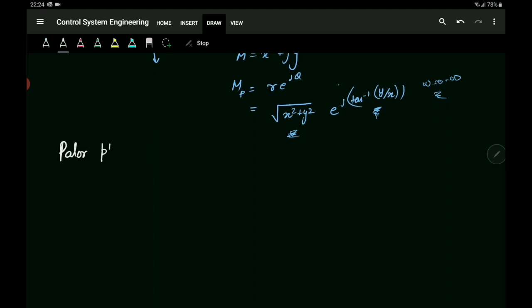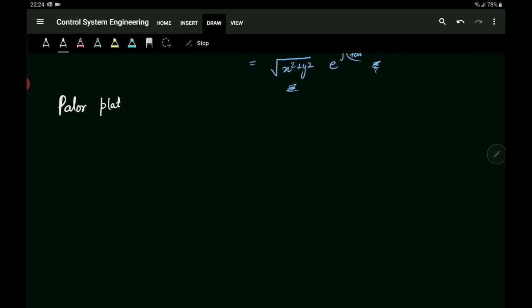So this is the polar plot. Let me start with a system. Let's say G(s) equals some system like 1 divided by (s plus p1)(s plus p2) and so on. How many poles do we have? Let us also take the type of the system, so s to the power n is here. So how do we draw a polar plot?